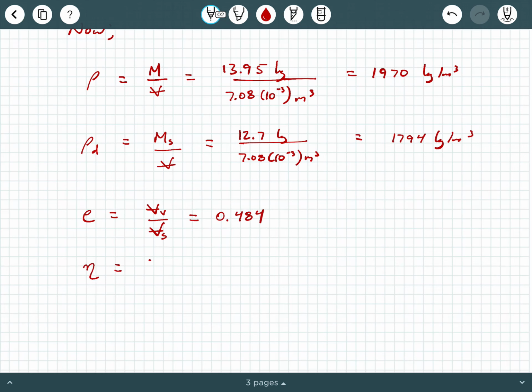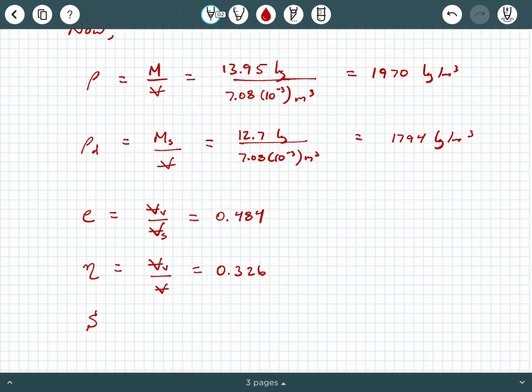What about porosity? That's volume of voids over total volume, right? So my volume of voids is 2.31 times 10 to the minus 3 divided by total volume. So that's 7.08 times 10 to the minus 3. Of course, the 10 to the minus 3's cancel, so you could just take the coefficients without the 10 to the minus 3 in the numerator and the denominator. But I get 0.326 as my porosity.